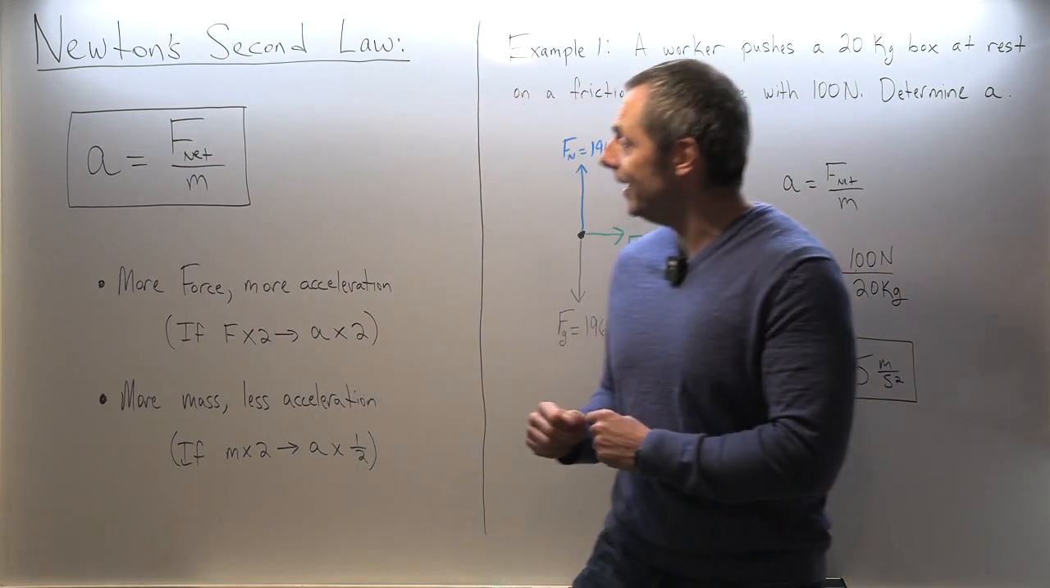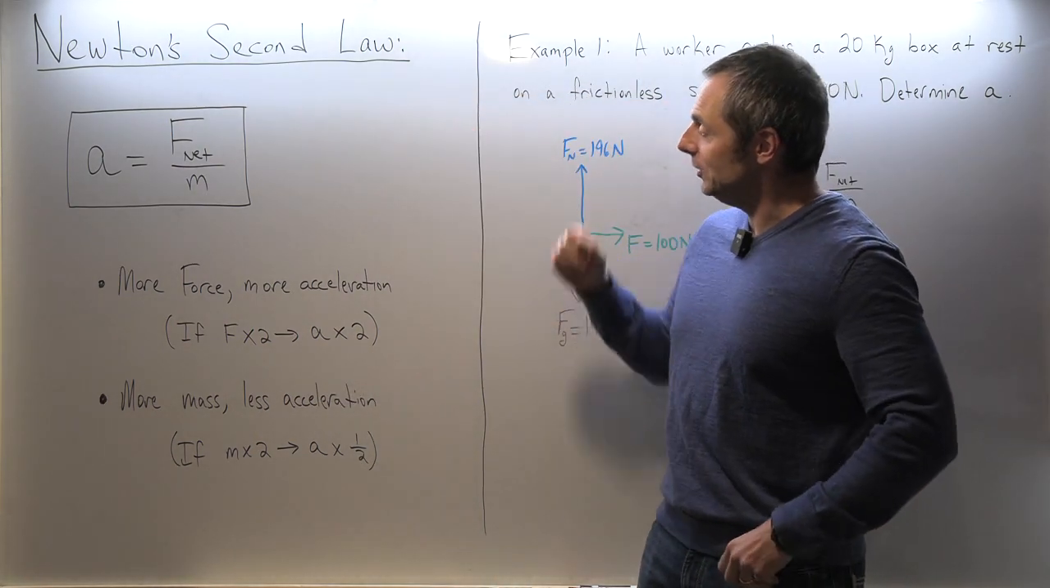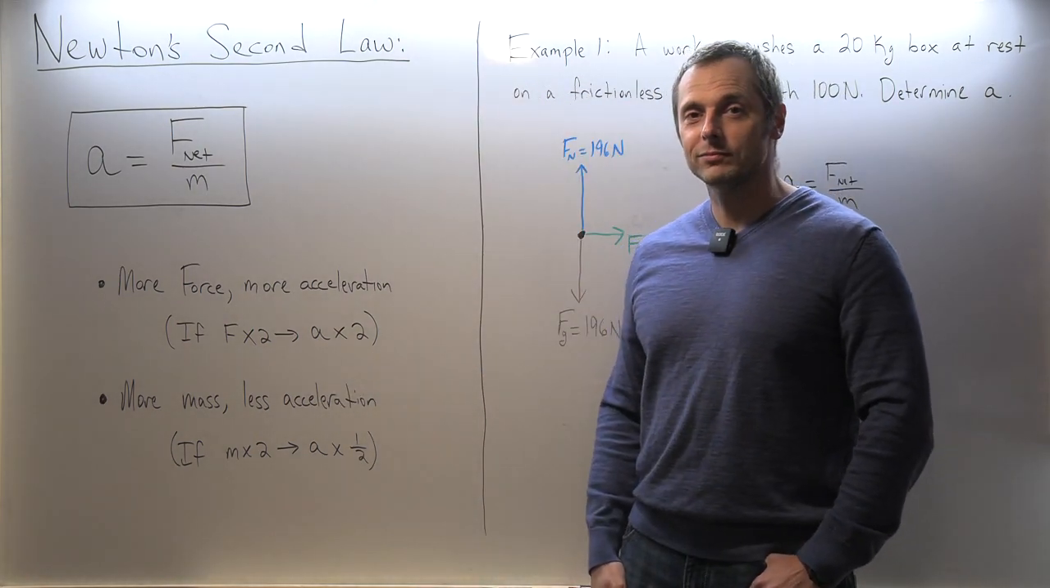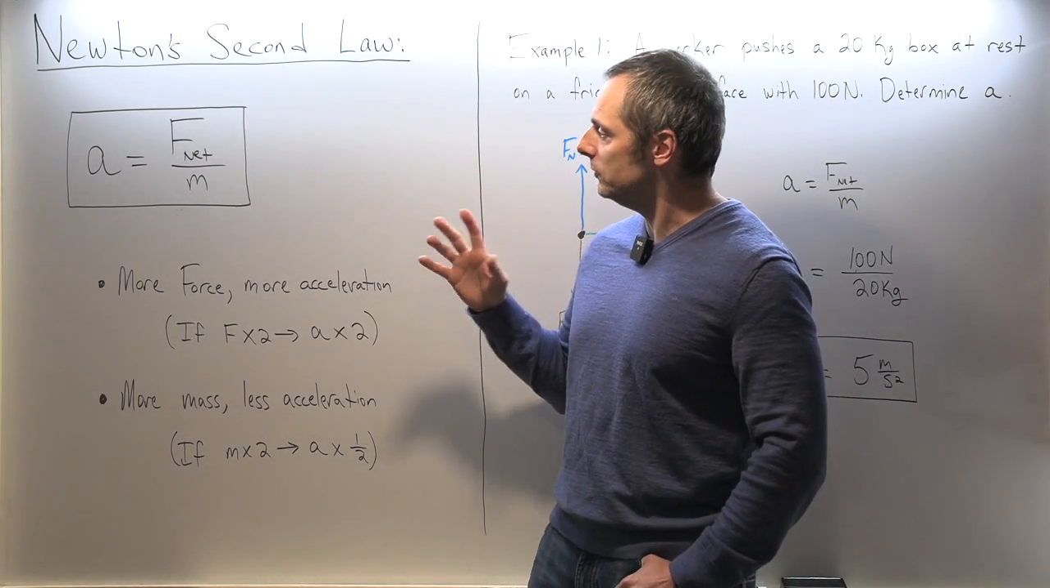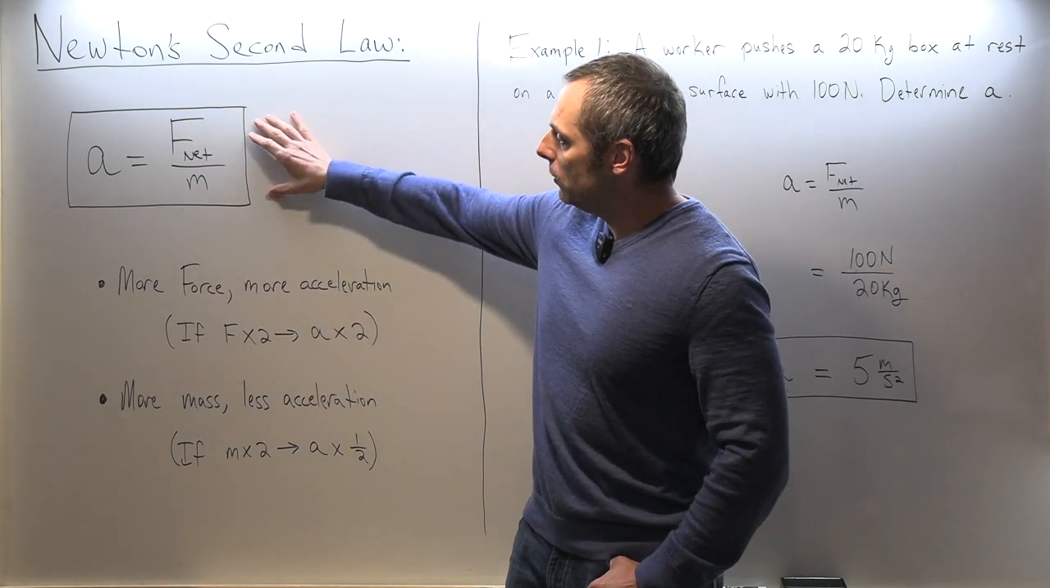So let me step aside. Here it is. I'll give you a chance to jot this down. Okay, so here it is. This is his idea expressed as an equation. a = F_net / m.